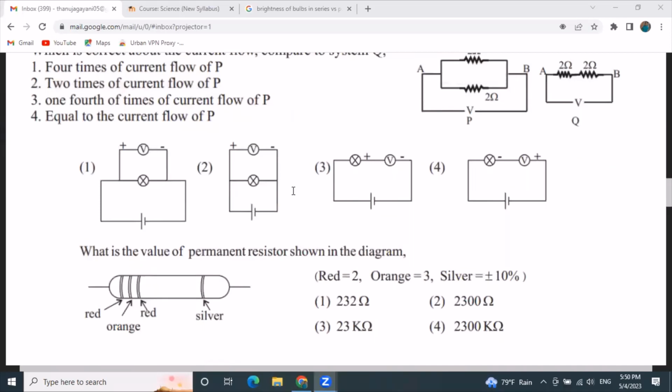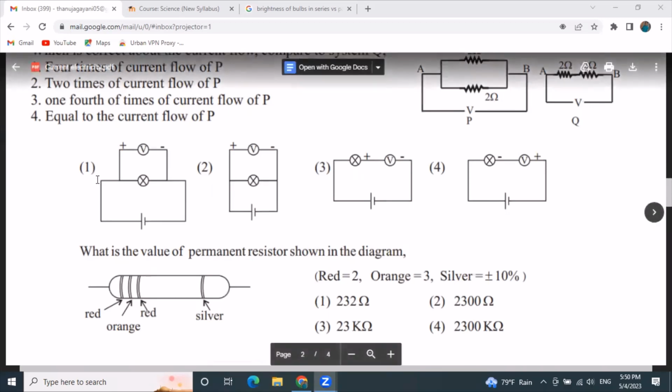What is the value of the permanent resistor shown in the diagram? Here, this diagram, you can cut this diagram. There's no equation here. You can cut this one. Next question. What is the value of the permanent resistor shown in the diagram?